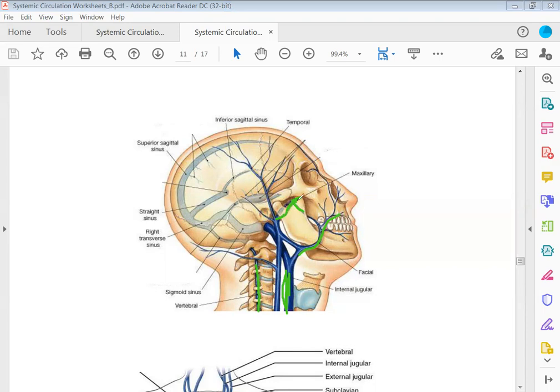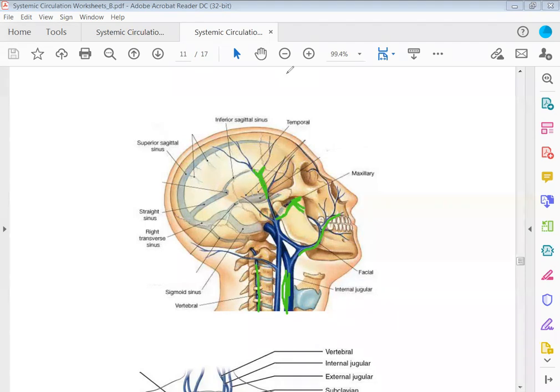Then you have this one that comes across and goes up the top of the mandible to the maxillary bone, or maxilla. This is going to be your maxillary vein. Then you still have the same vein like you did the artery that goes across this temporal bone. So that's your superficial temporal vein.